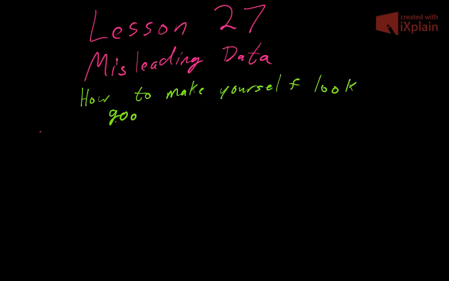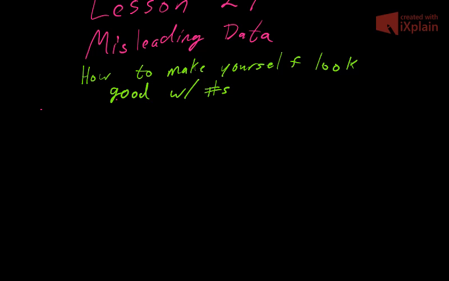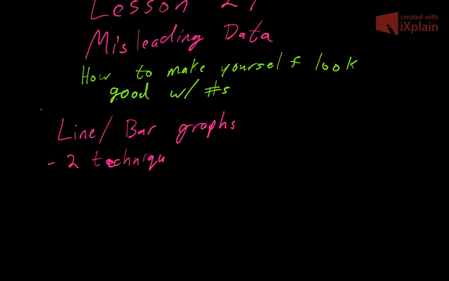And I've got a few different techniques for this, and I want you all to be aware of them. So we're going to start off with line and bar graphs, because those kind of work the same. For line and bar graphs, there's two different techniques I want to tell you all a little bit about. Two techniques to make them misleading, to take your data and make them say something it doesn't.